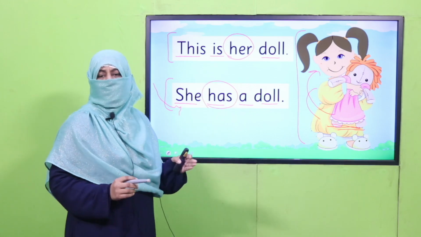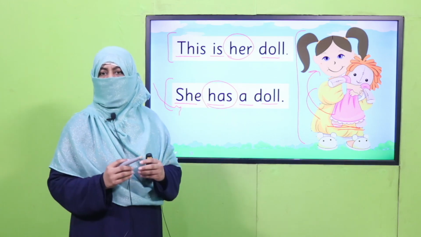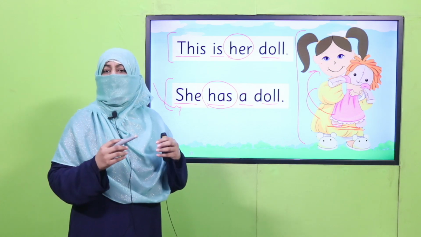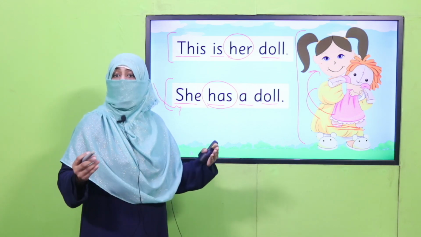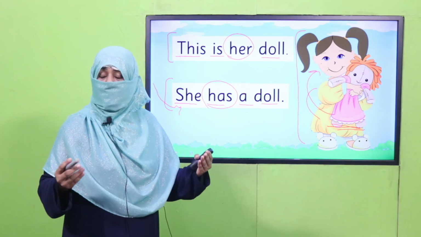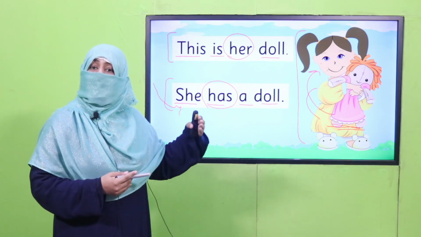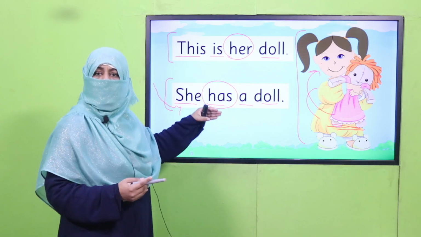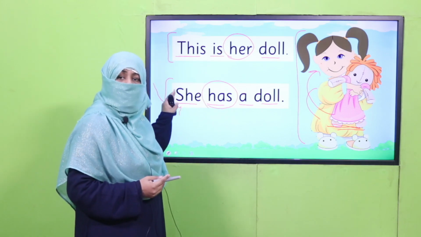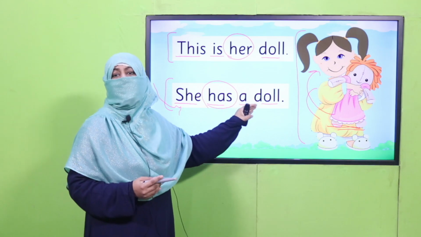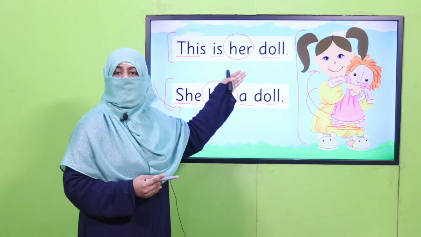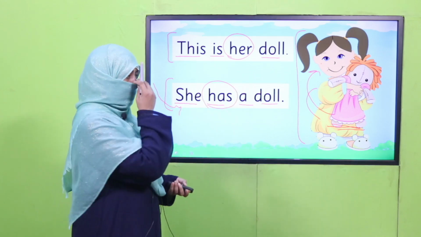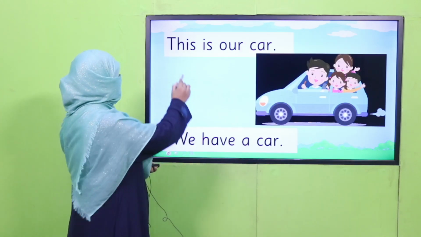So only the expression, whatever language we are using to say or to write a sentence, we can express it in different ways. There are a variety of expressions. This is what we are learning. So previously we learned in this way, this is her doll, and now in Grade 2 you are learning she has a doll. This is another way to express that this doll belongs to this girl. Are you clear?